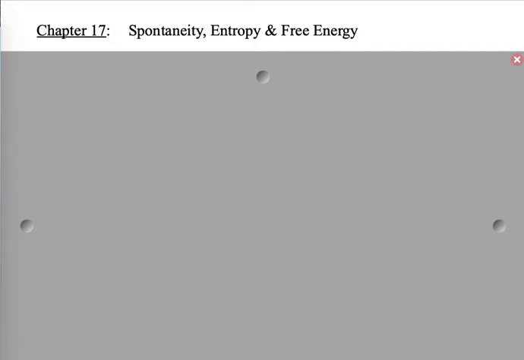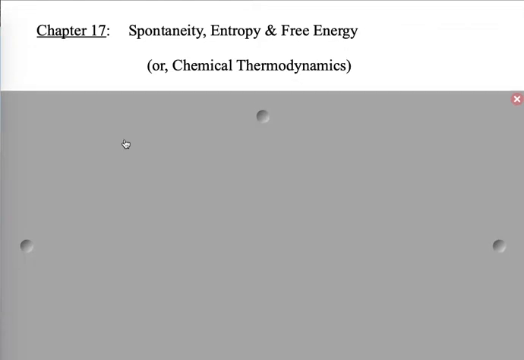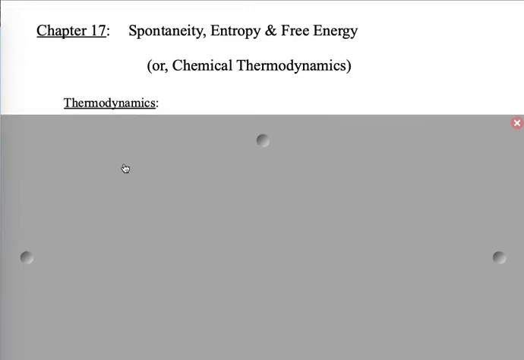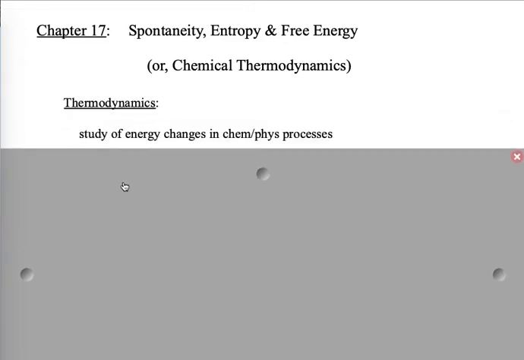Hello. With this video, we begin our unit on spontaneity, entropy, and free energy as described in chapter 17 in the textbook. This chapter could accurately be named chemical thermodynamics because that really is what we're talking about, the field of thermodynamics as it applies to chemistry. So, thermodynamics is defined as the study of energy changes in chemical or physical processes. As you know, pretty much every chemical or physical change involves some corresponding change in energy as well.